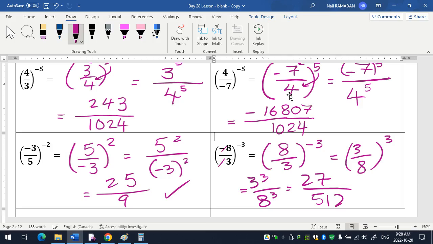Do you think this will ever simplify? I don't even need to bother. Does this one simplify? 8 and 3? No, they don't share any numbers but the 1. That's it, ladies and gentlemen. That's how we do negative exponents.